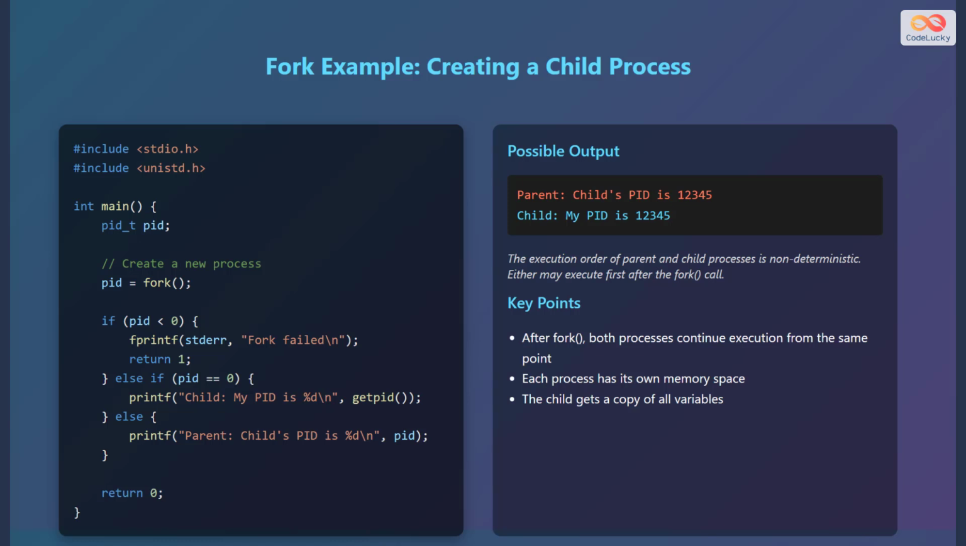However, the fork call ensures that both processes continue execution from the same point in the program, but with different process IDs and memory spaces. Each process has its own memory space, and the child process gets a copy of all variables from the parent.